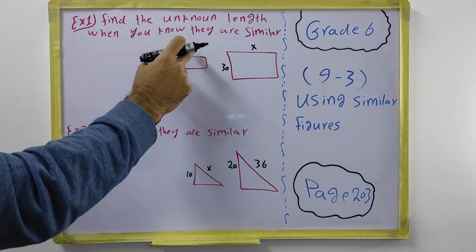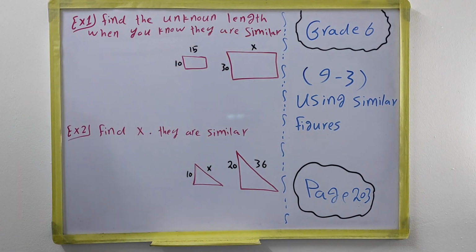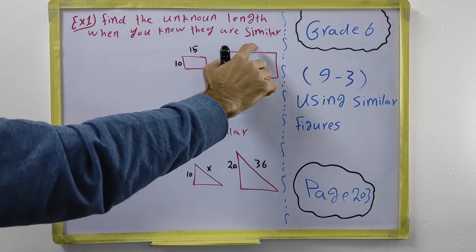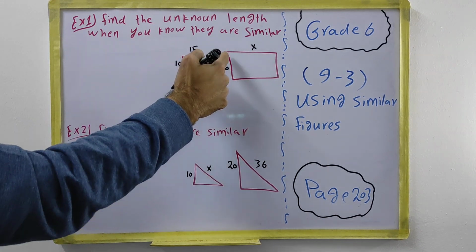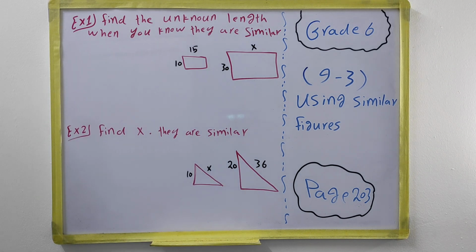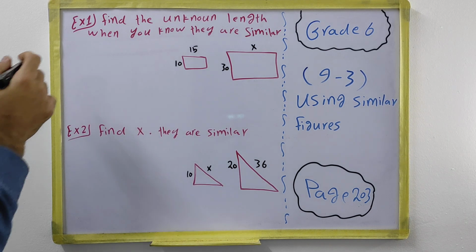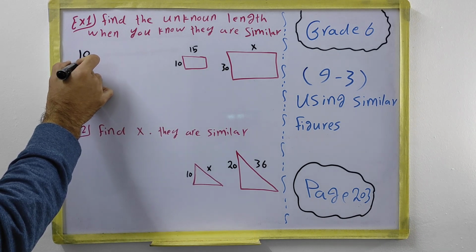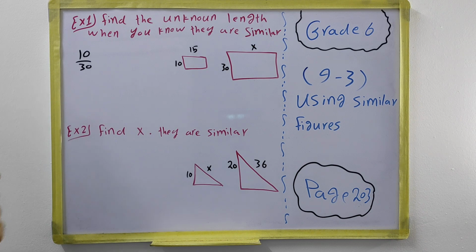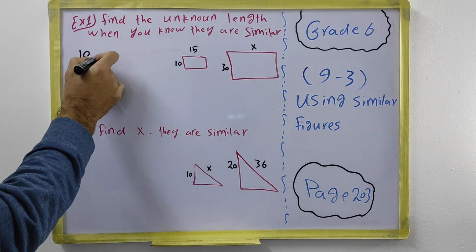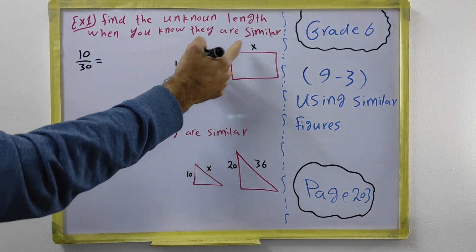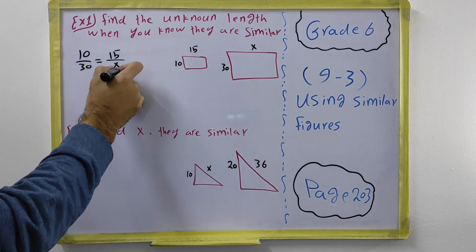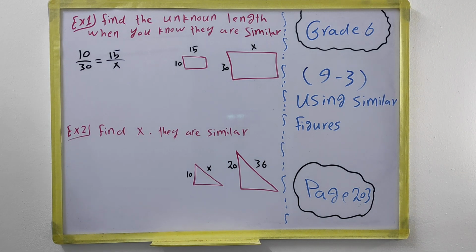Each side goes over the corresponding side of the other shape. For example, 15, which is the top side, over x, and 10 over 30. Always they must be equal. So we say 10 over 30, this side over this side, must be equal to 15 over x. We put the numbers of the smaller shape on the top and the others on the bottom.